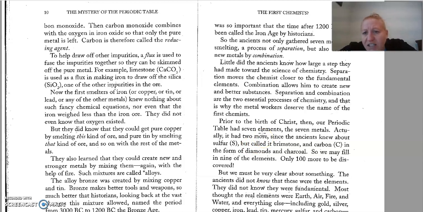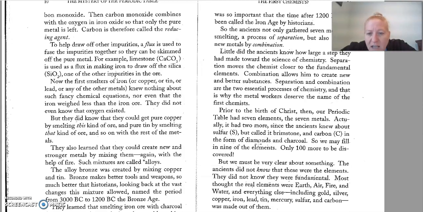So the ancients not only gathered 7 metals by smelting, a process of separation, but also created new metals by combination. Little did the ancients know how large a step they had made toward the science of chemistry. Separation moves the chemist closer to the fundamental elements. Combination allows him to create a new and better substance. Separation and combination are two essential processes of chemistry, and that is why the metal worker deserves the name of the first chemist.